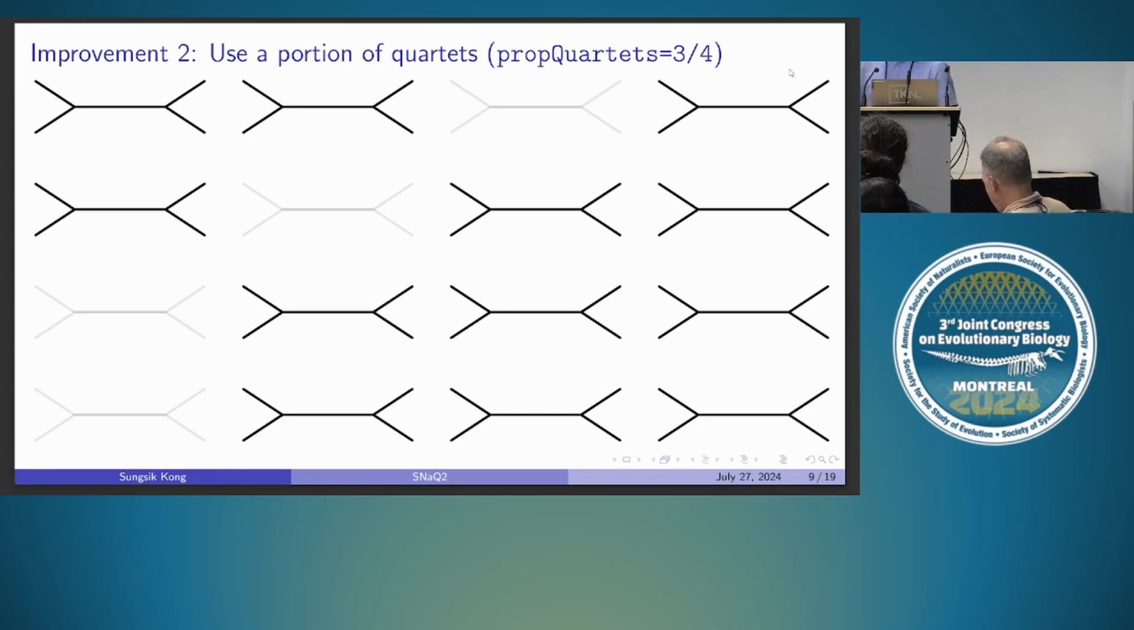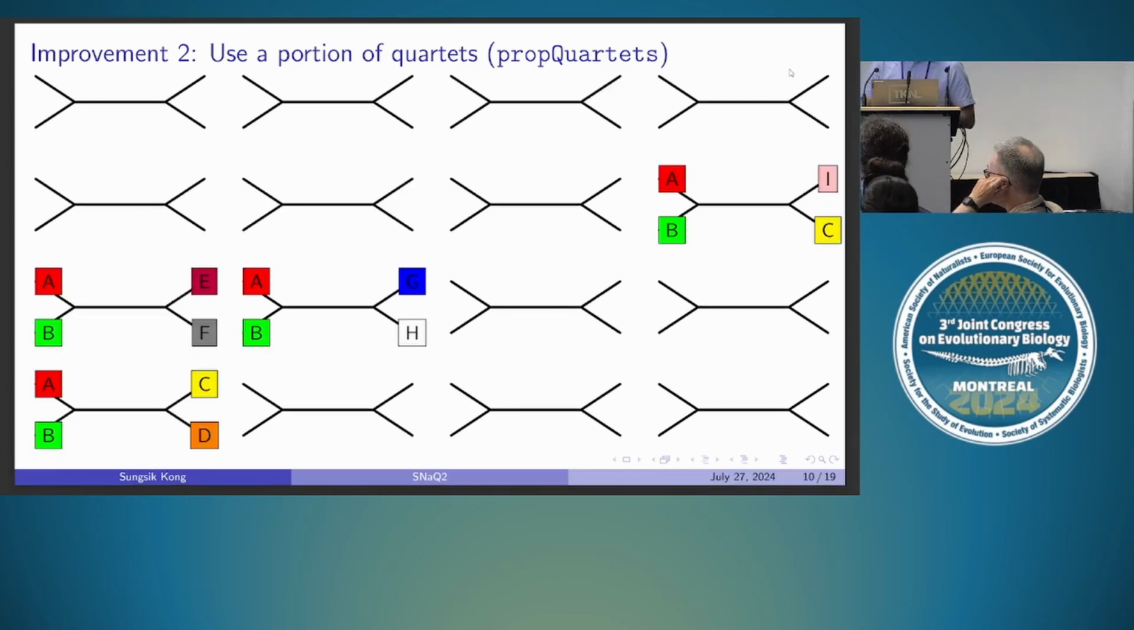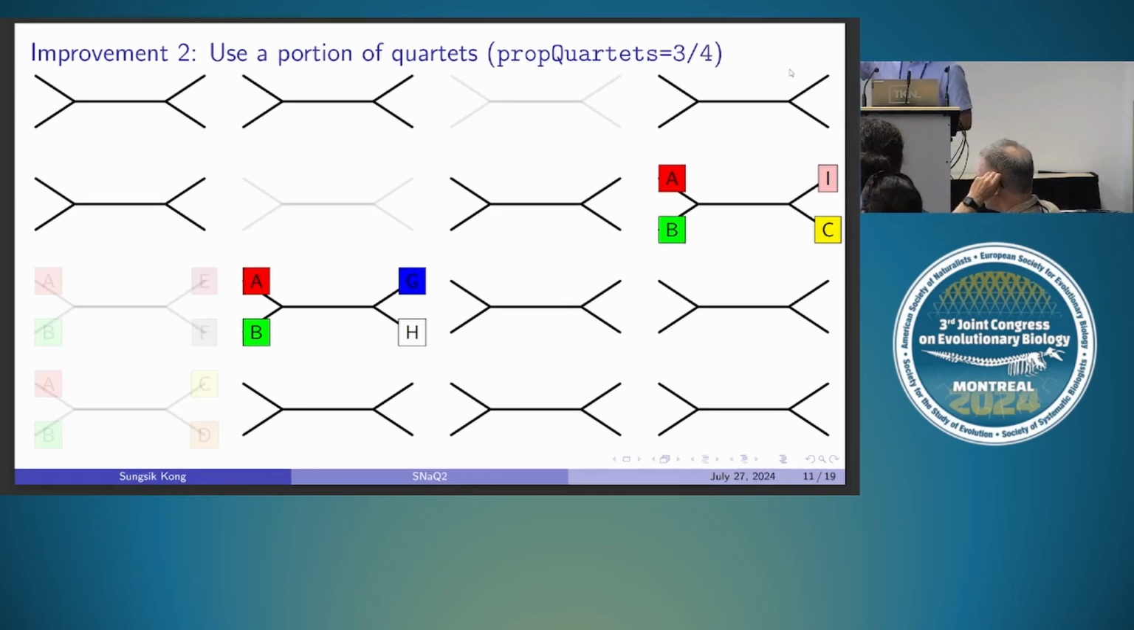This might seem unintuitive because if we are using only a portion of the data, this will obviously lead to decreased accuracy. But it might not be the case, because when we have multiple individuals for a single species, the relationships between species are not concentrated in a single quartet, but appear in multiple different quartets. So if we want to know the relationship between A and B, they occur in multiple quartets, and even though we ignore some of them, we can still know the relationship. We hope we can still recover the relationship between A and B as long as they have a very strong signal.